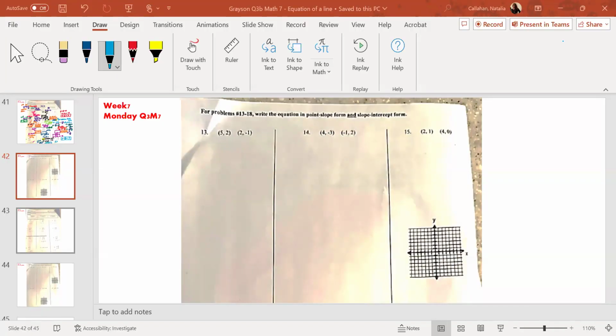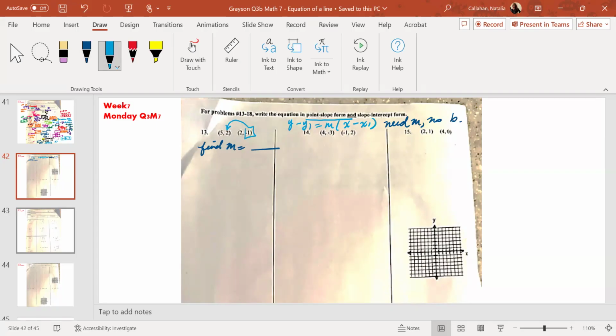All right, so number 13, write the equation in point-slope form. So point-slope form, write the equation down first. You're going to have to memorize this because I don't think she's going to give that to you. There's no y-intercept. Notice that. You need to have M, but no B, right? So what do you need to find for number 13?